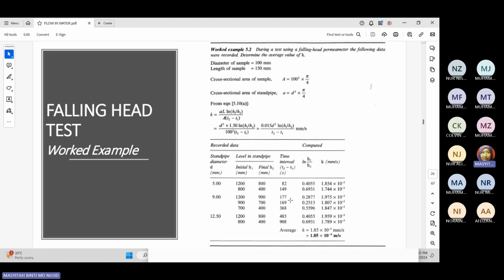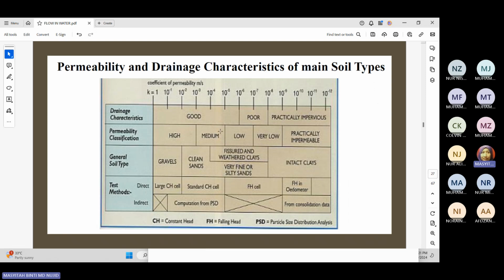The time interval in this question is already given, meaning T2 minus T1 for each recorded data is already stated here. ln H is also there, so K can be calculated. K is calculated with the formula here. This formula is for you to calculate K. Substitute all of this. Finally, we can have the average K for fine grain is 1.85 times 10 negative 6 meter per second.